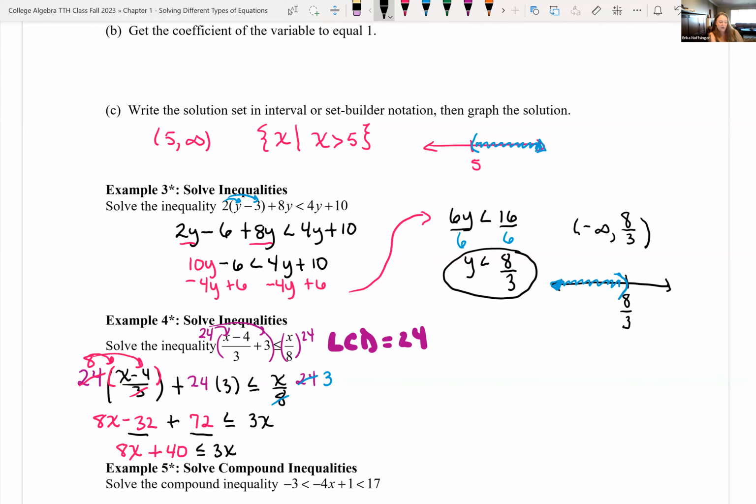So it's up to you. You can get the variable to the left-hand side or the right-hand side. But when you write out your solution, you should put the variable on the left-hand side. To me, it makes a lot more sense of what's going on. Let's just move that variable to the left-hand side. So if you subtract 3x on both sides of your inequality, we have 8x minus 3x. So this is going to give us 5x.